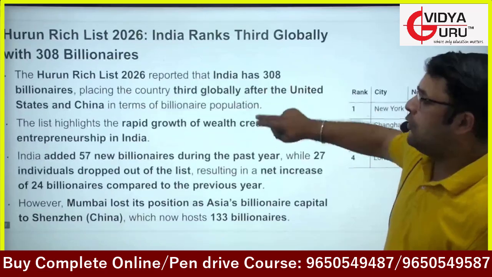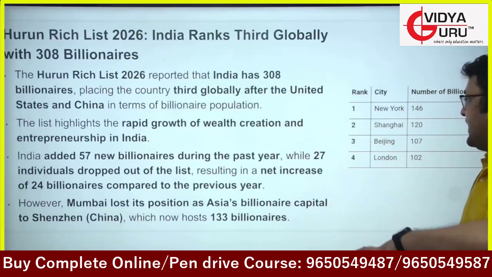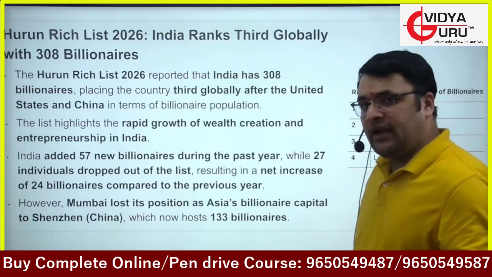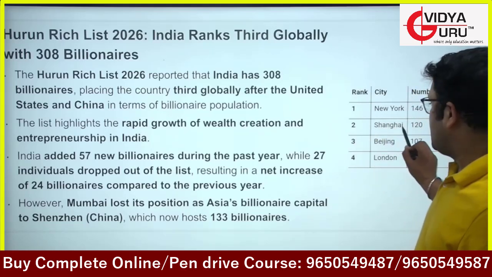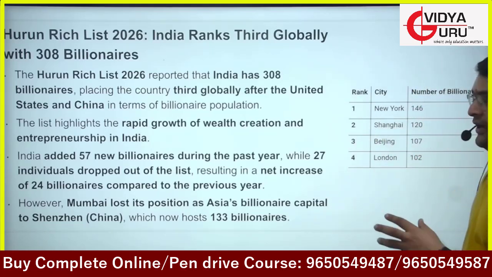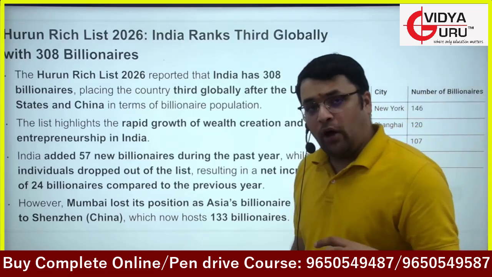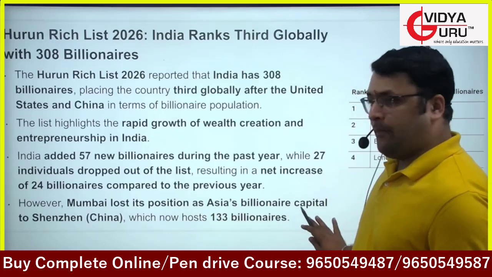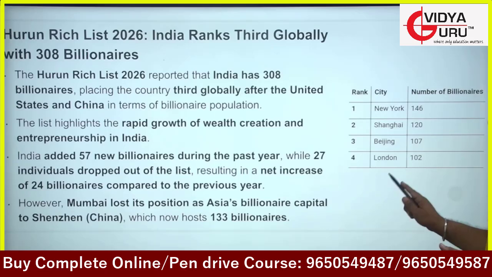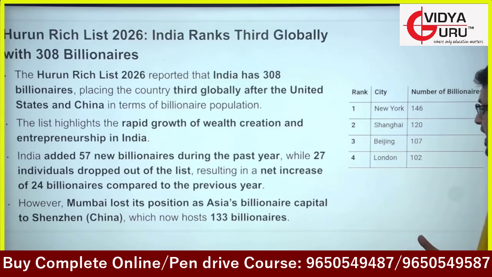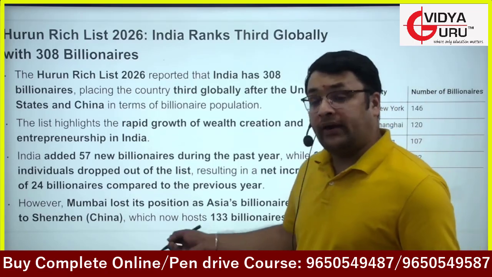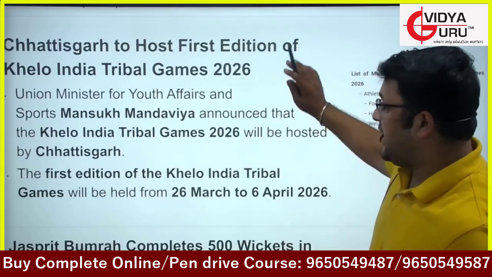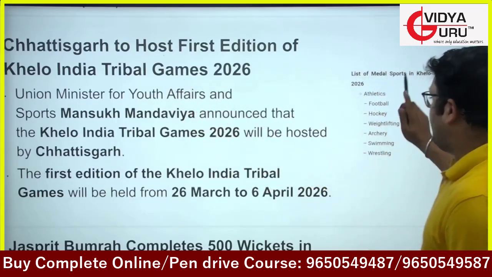Next, coming to the Hurun Rich List 2026. The city having the most number of billionaires is New York. Second is Shanghai, third is Beijing, and fourth is London. Let me tell you that Mumbai earlier used to be in the top 3 from Asia. So Mumbai has lost its position as Asia's billionaire capital to Shenzhen in China, because Shenzhen is now having about 133 billionaires.